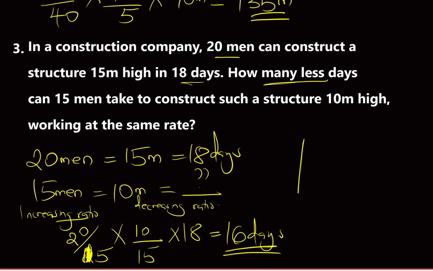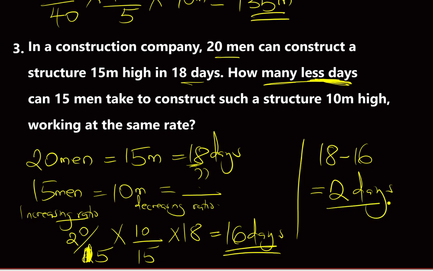But the question is asking, how many less days? Previously, 18 days was being used. Now it is 16 days. So we have to minus. We'll have 18 minus 16, which gives us 2 days. 2 days is our answer now.